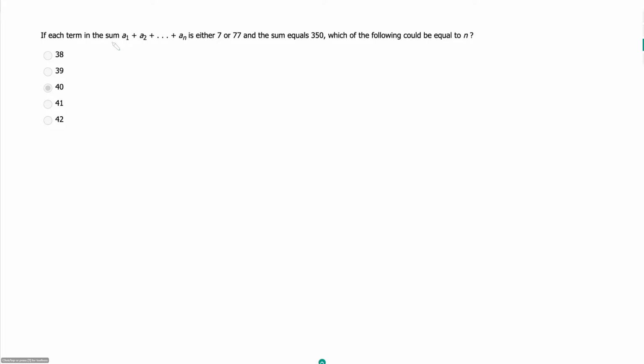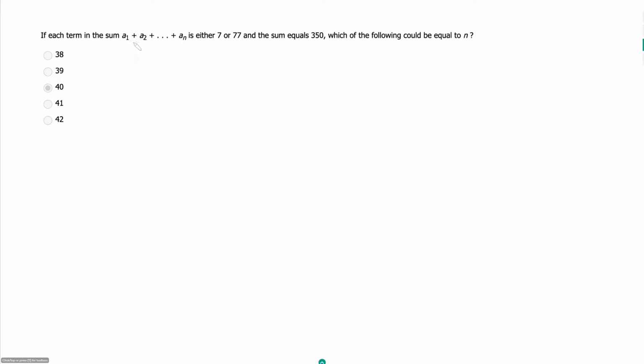If each term in the sum of the sequence here, a sub 1 plus a sub 2, all the way up to a sub n, is either 7 or 77, and the sum equals 350, which of the following could be equal to n? So what is n? N is just the number of terms that are in our sequence, right?